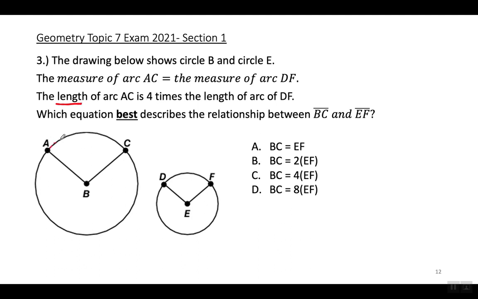The length is how many units long this arc is, and how many units long this arc is. The length of arc AC is 4 times the length of arc DF. So the length of this arc is 4 times the length of this arc. Which equation best describes the relationship between BC and EF? Okay, this one's pretty straightforward. If the length of this arc is 4 times the length of this arc, then the length of this radius will also be 4 times the length of this radius.